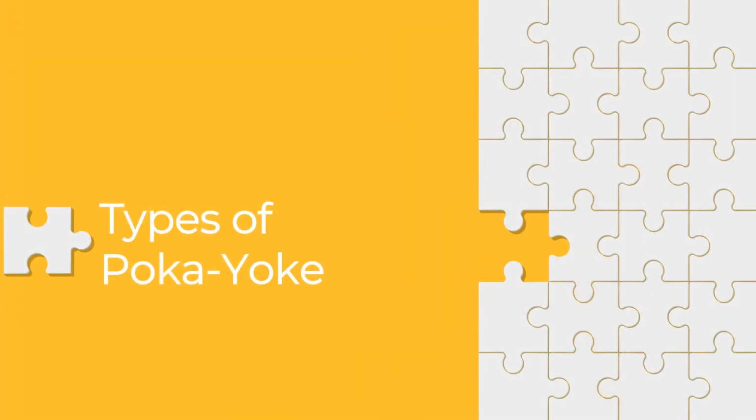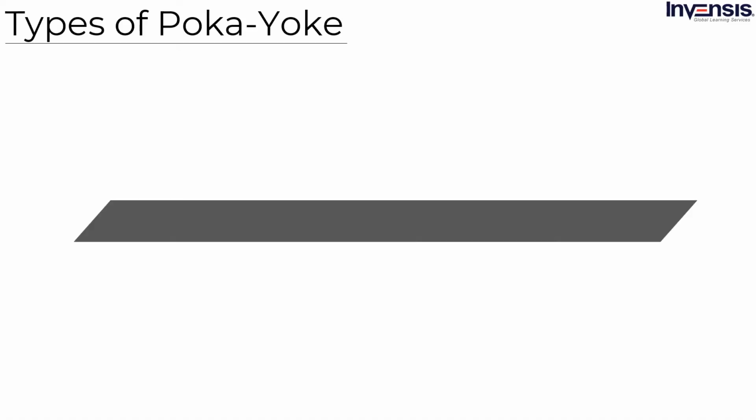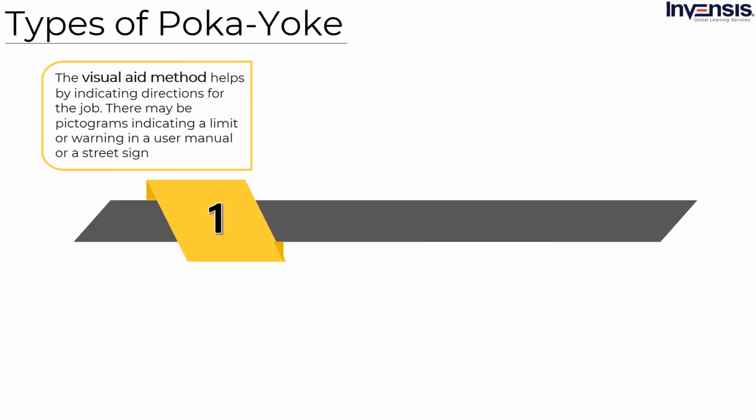Now, let us look into the three types of Poka-Yoke. Visual aid. The visual aid method helps by indicating directions for the job. There may be pictograms indicating a limit or a warning in a user manual or a street sign. An example of this type would be the traffic signs on the road, which help drivers and pedestrians while walking on the road.